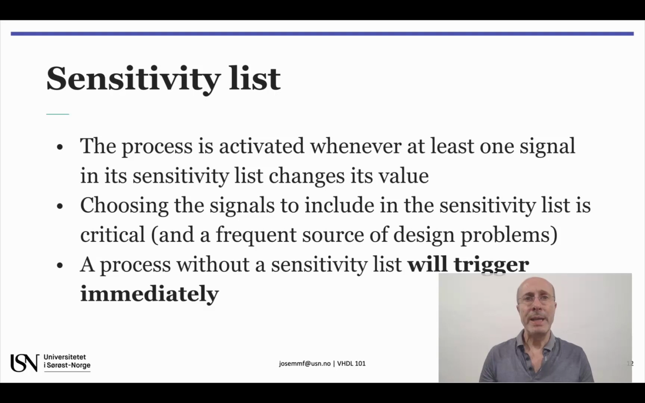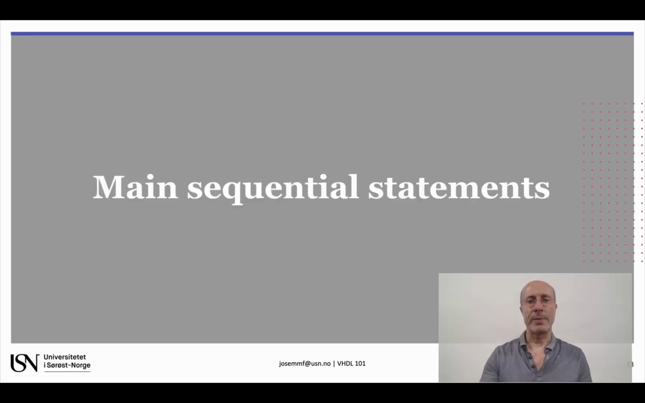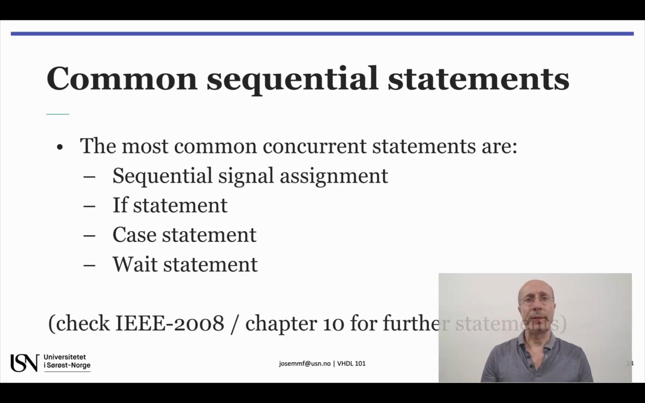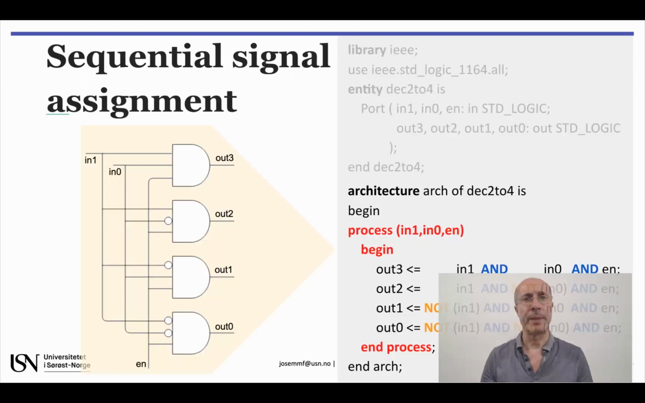Let's now consider the main types of sequential statements. There are four main types of sequential statements that you will come across frequently during this course: sequential signal assignments, the if statement, the case statement, and the wait statement. This class of statements is presented in Chapter 10 of the IEEE 2008 standard, but it will be sufficient to follow this presentation. The sequential signal assignments shown here have been presented before, and as was said on that occasion, it is meaningless to use them in this case.